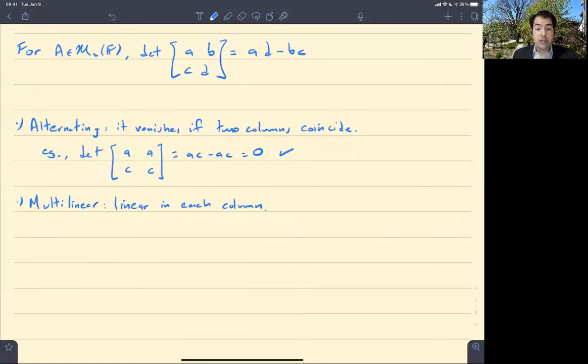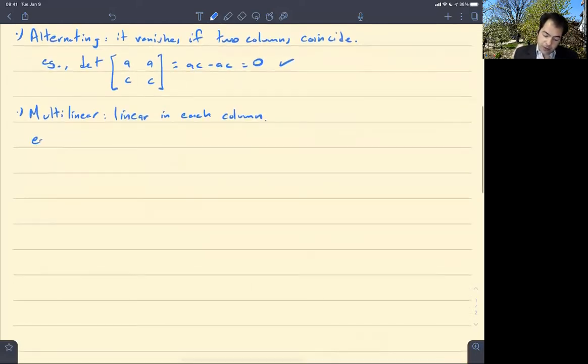Right? So it means that you think of it as a function of the columns of the matrix, and when you fix all of the columns except for one, then it is linear in that. So this is just like the inner product is linear in the first entry. That means if you fix the second entry, then you get a linear function of the first entry. So a function from matrices to a field is called multilinear if when you fix all of the columns save one, then it is linear in that column.